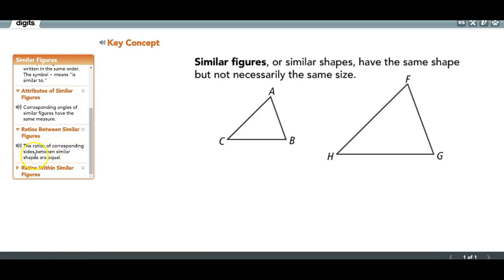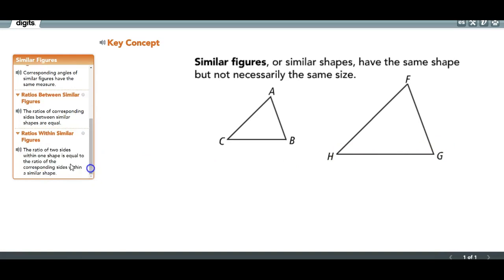The ratios of corresponding sides between similar shapes are equal. So corresponding sides between the similar shapes are going to be equal. That means that the ratio of side length AC to side length CB should be equal to the ratio of side FH and then HG. Also, the ratio of two sides within one shape is equal to the ratio of the corresponding sides within a similar shape. So that's pretty much what we just talked about there.